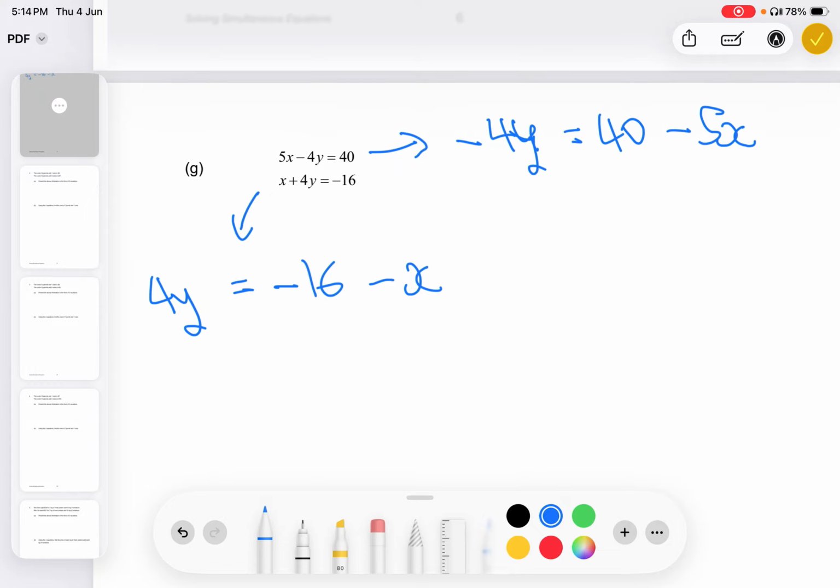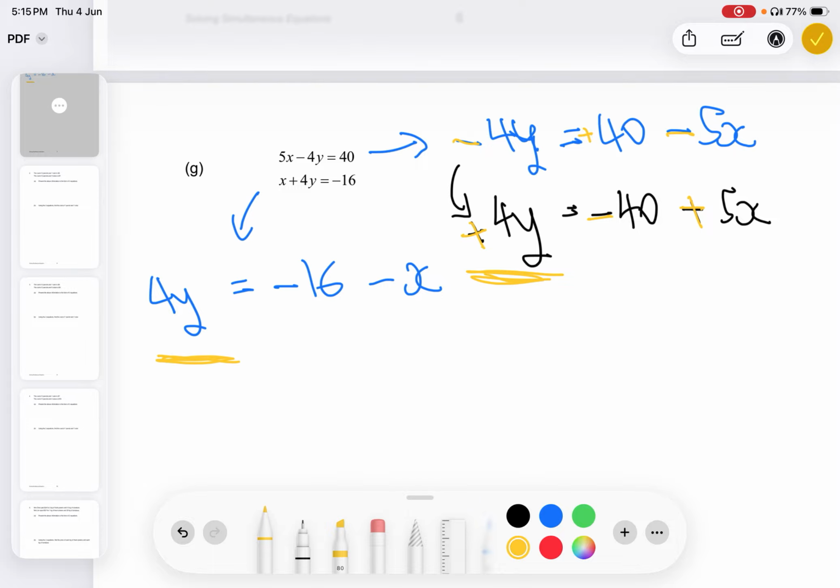So let me change the sign for this one just to show you. So I change this one instead to become positive. I change the sign: minus becomes plus, plus becomes minus, minus becomes plus. You see, I change the sign accordingly. Minus becomes plus, plus becomes minus, this minus becomes plus, opposite. I change the sign for the whole equation.